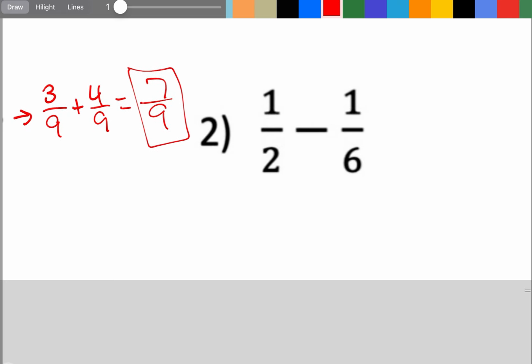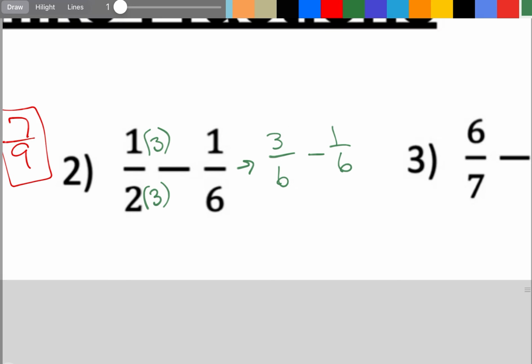Now we get to number 2 here. I'm looking at 2, I'm looking at 6. Now I'm like, can I change that 2 into a 6? Absolutely. Times 3, times 3. The new problem becomes 3 over 6 minus 1 over 6. Let that sink in. 3 over 6 minus 1 over 6.